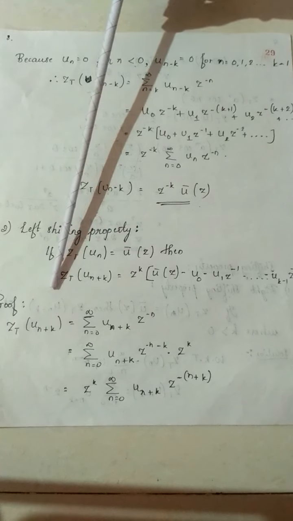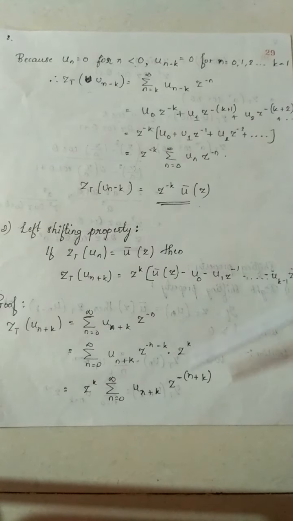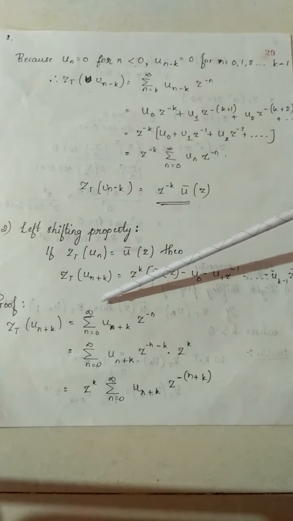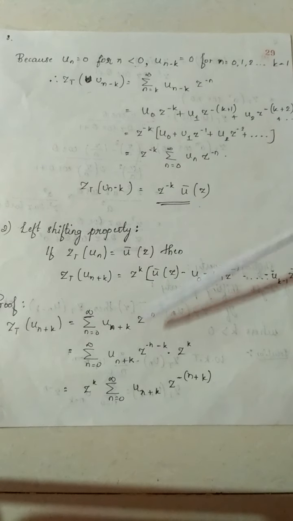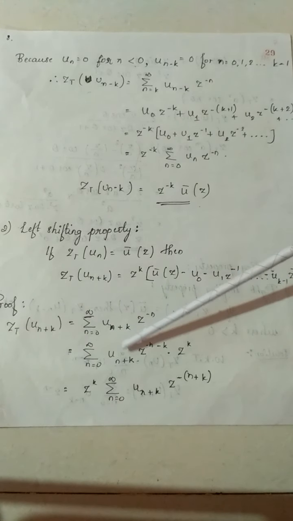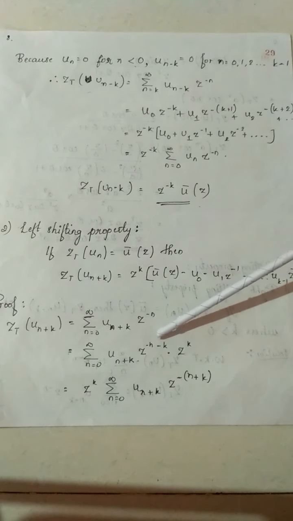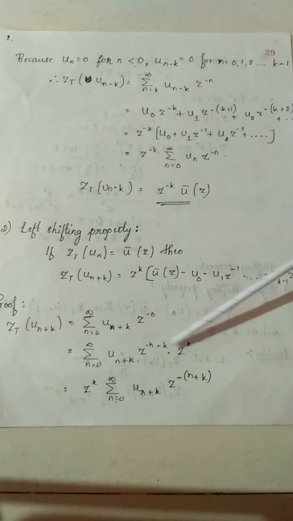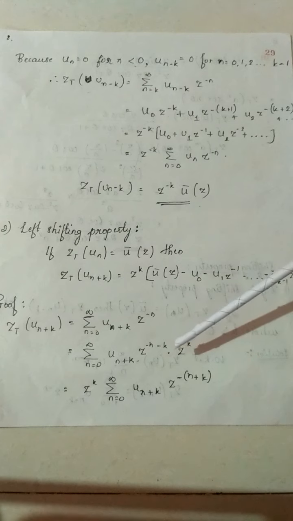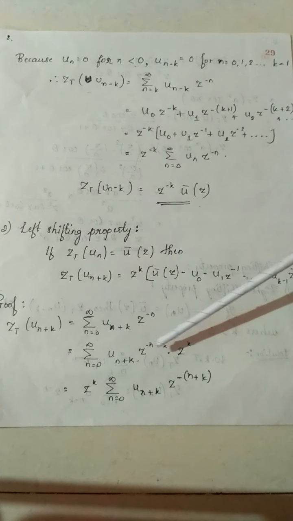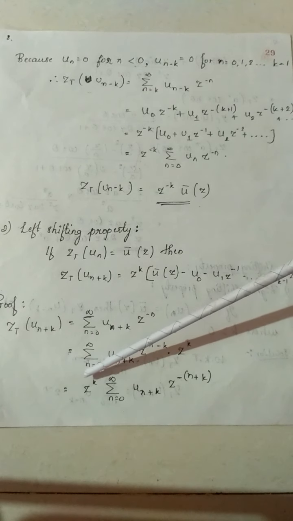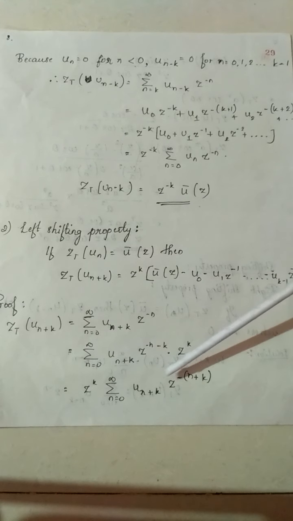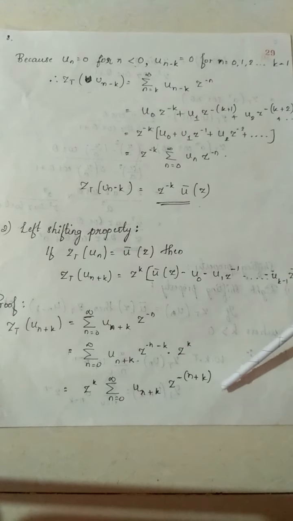Z transform of u of n plus k, using the definition of z transform, it is summation n is equal to 0 to infinity u of n plus k z raised to minus n. Now this is summation n is equal to 0 to infinity u of n plus k z raised to minus n minus k into z raised to k. If I simplify these two, again I'll get z raised to minus n. That's why add and subtract z raised to k. Now take out z raised to k: summation n is equal to 0 to infinity u of n plus k z raised to minus of n plus k we get here.